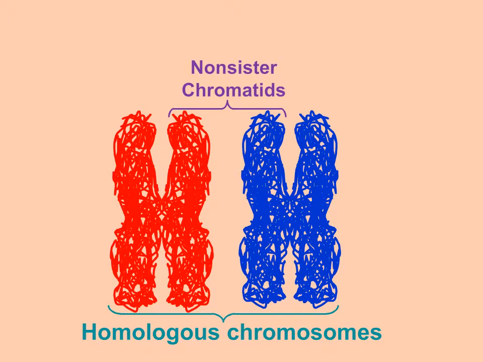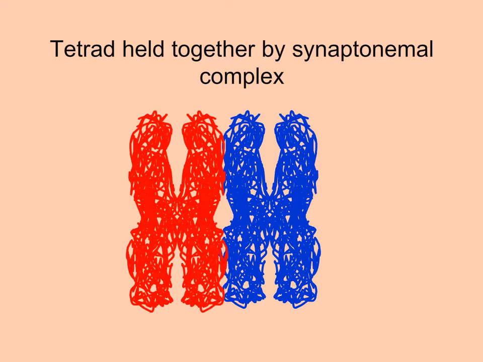While they have the same gene sequence, there might be different forms of those genes. So these are called non-sister chromatids. During prophase 1, the maternal and paternal homologous chromosomes pair up to form a tetrad and are held together by the synaptonemal complex. When this occurs, we say the chromosomes undergo synapsis.